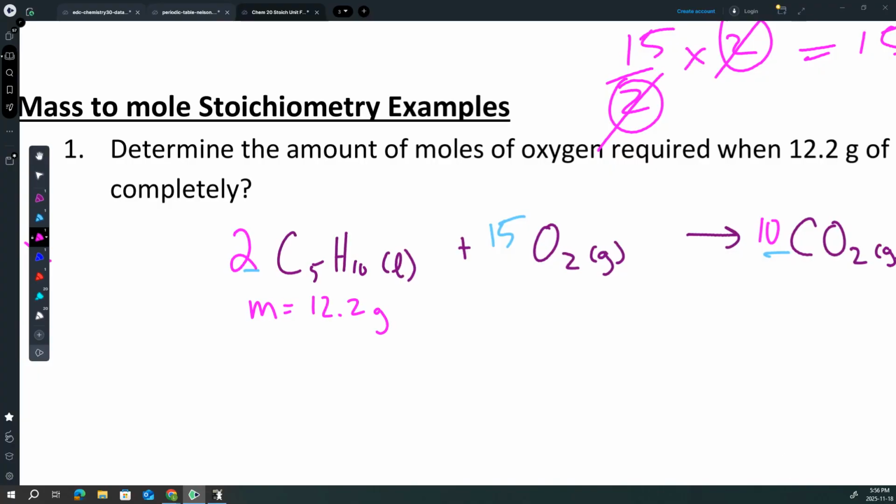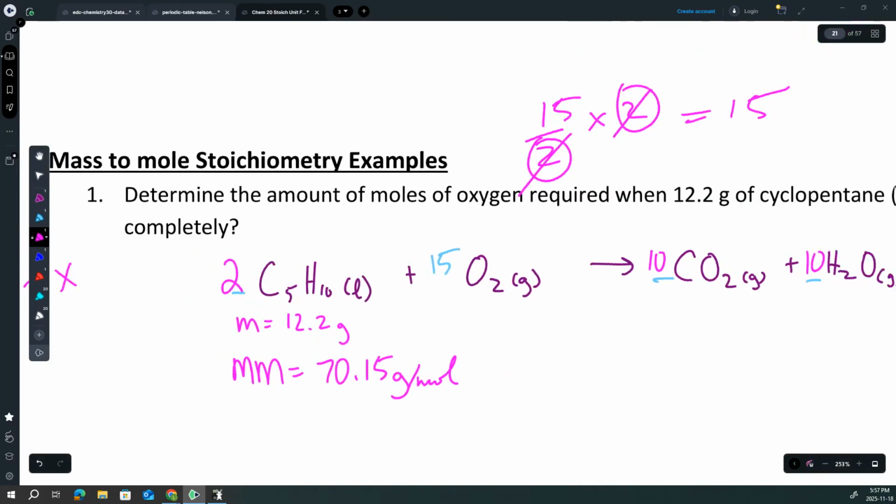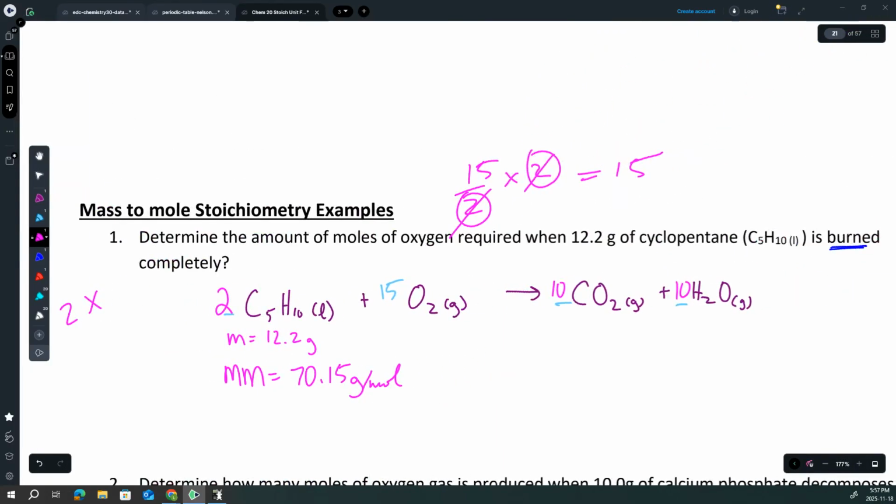So remember what I said, anytime you're given the mass of something, you need to figure out the molar mass of it. So molar mass, you can pause the video and figure it out for yourself. Molar mass of cyclopentane is going to be 70.15 grams per mole. All right, and we're asked to determine the amount of moles of oxygen. So this is what we're looking for.